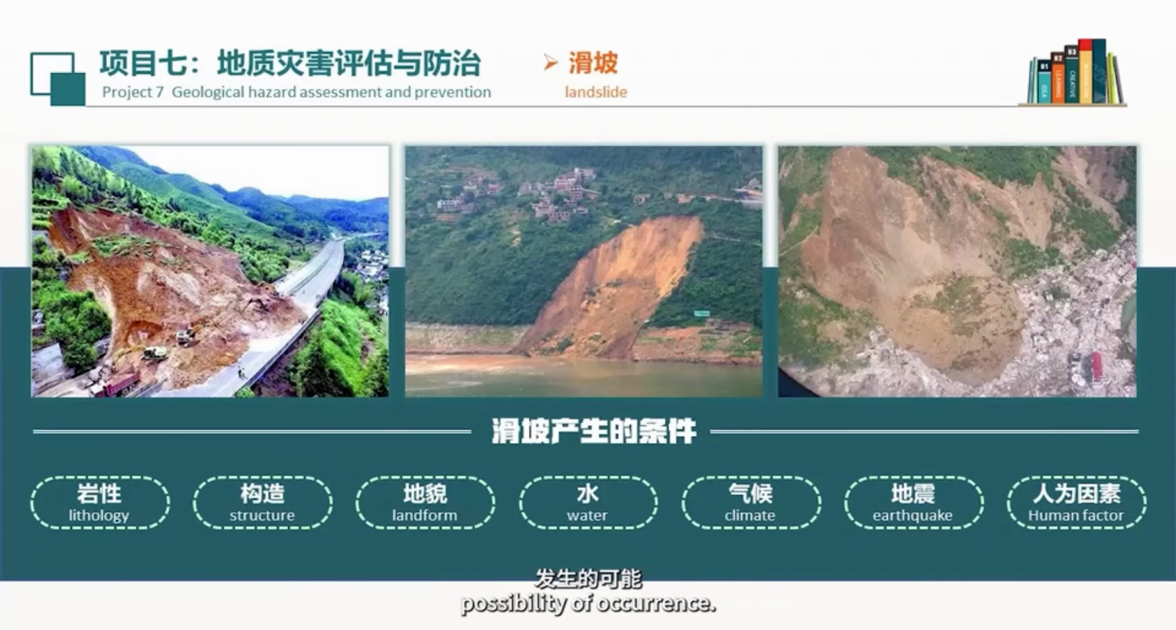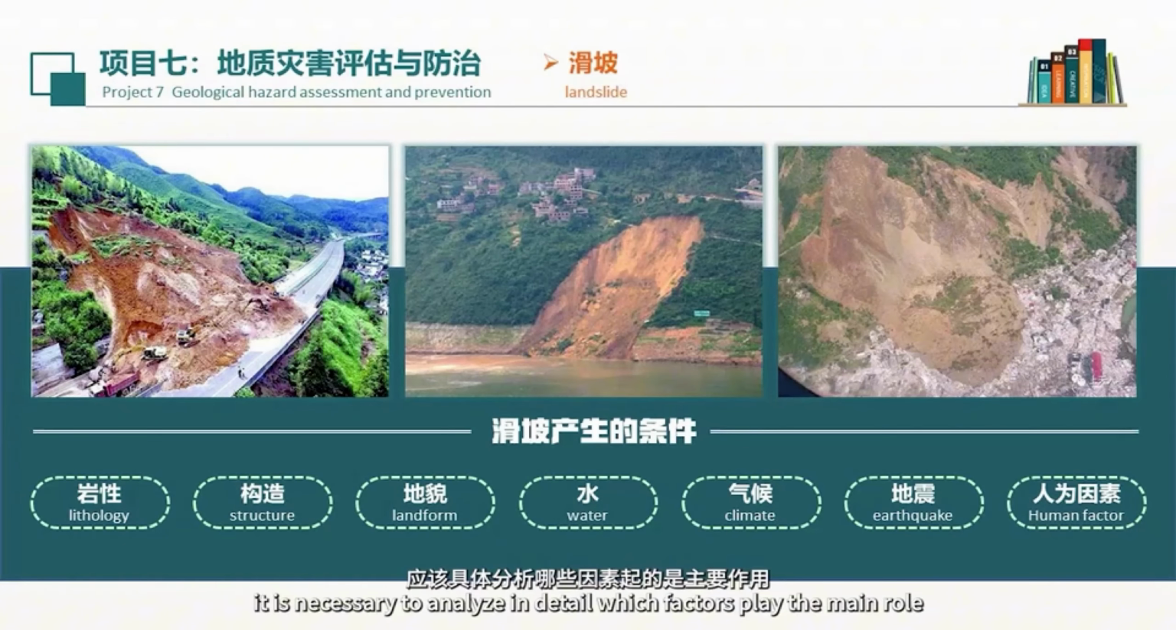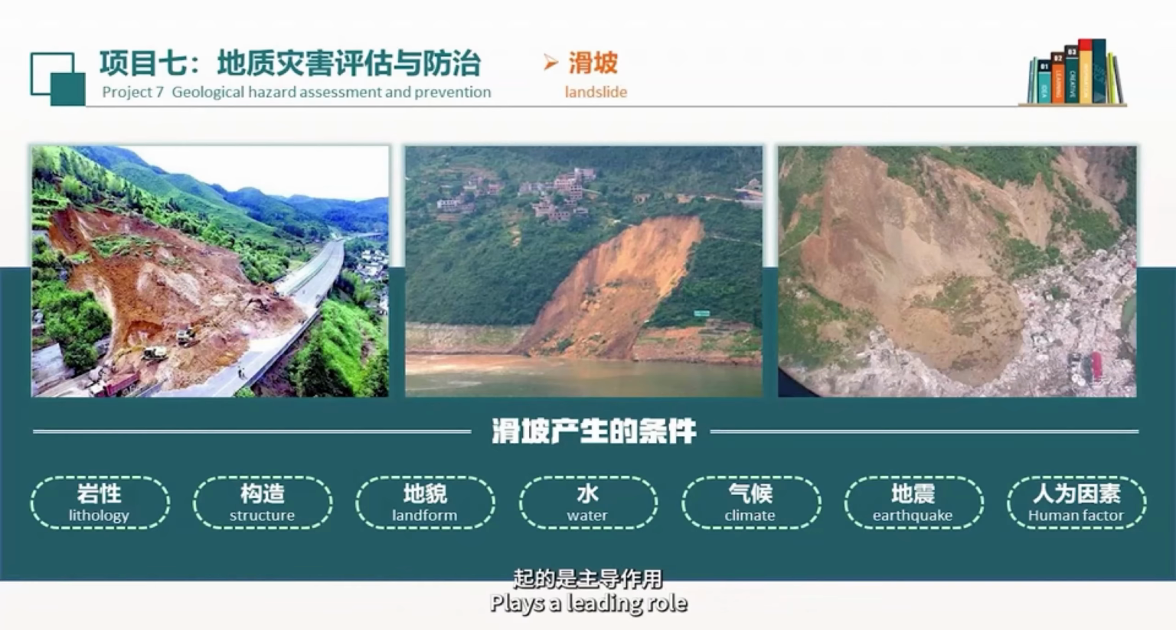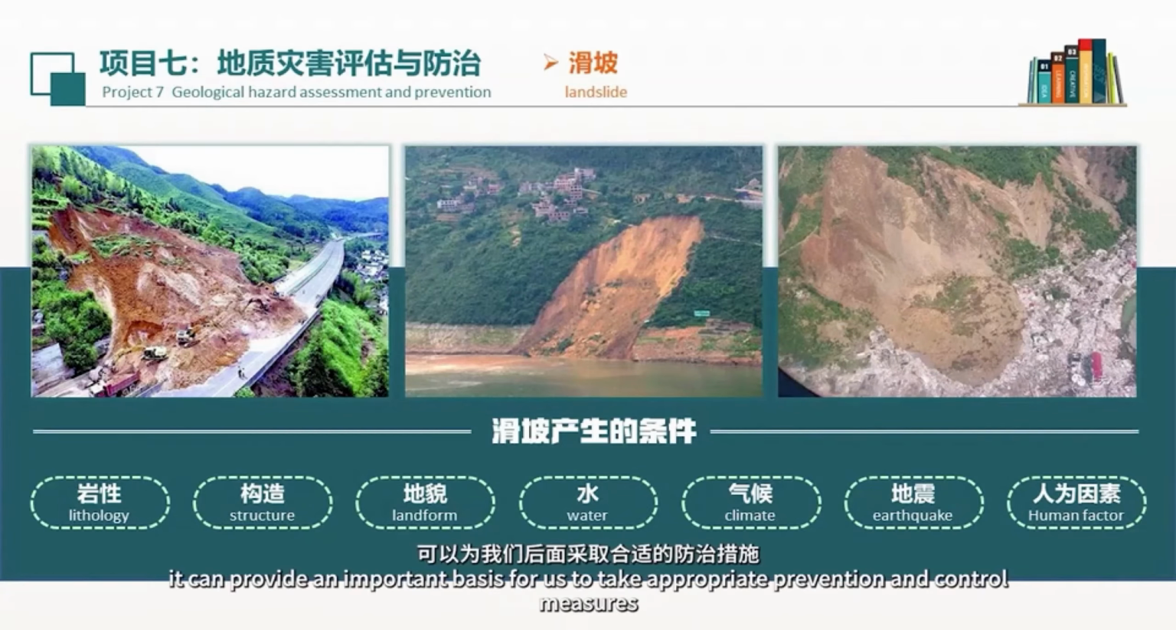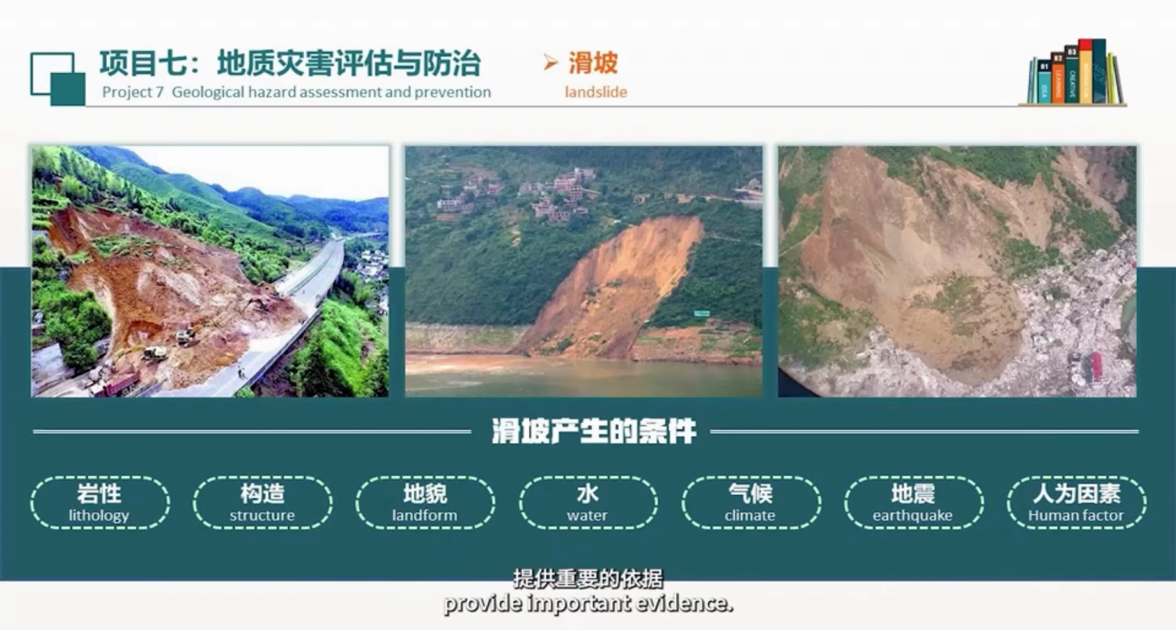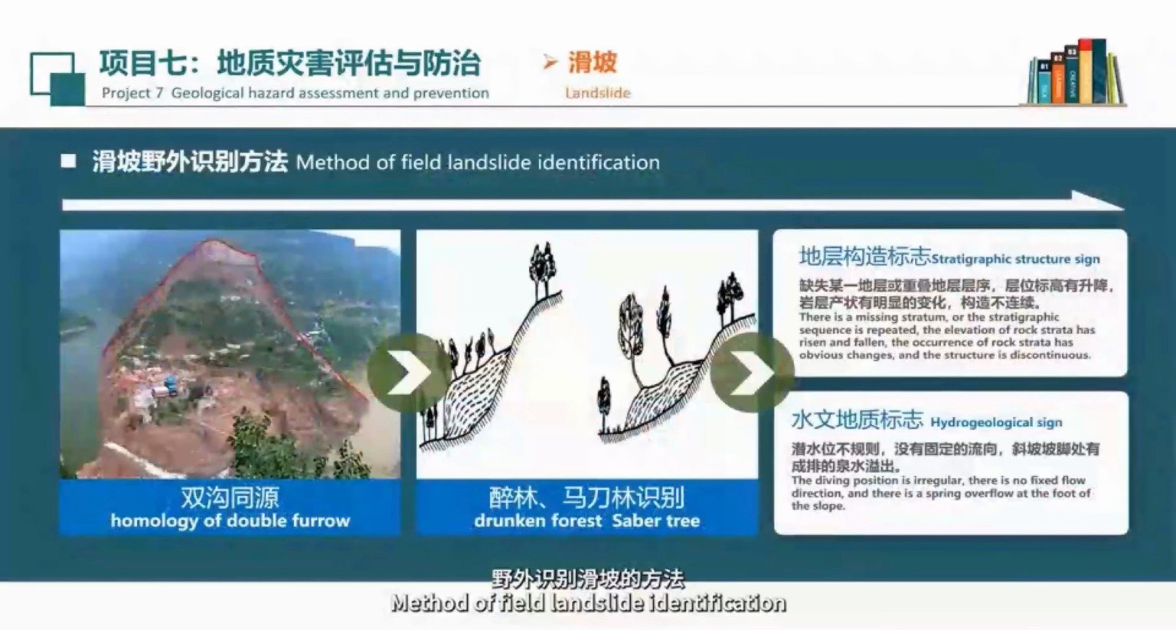The factors affecting slope stability are diverse and complex. For a specific landslide, it is necessary to analyze in detail which factors play the leading role and which factors play a secondary role. Through this analysis, it can provide important evidence for us to take appropriate prevention and control measures.